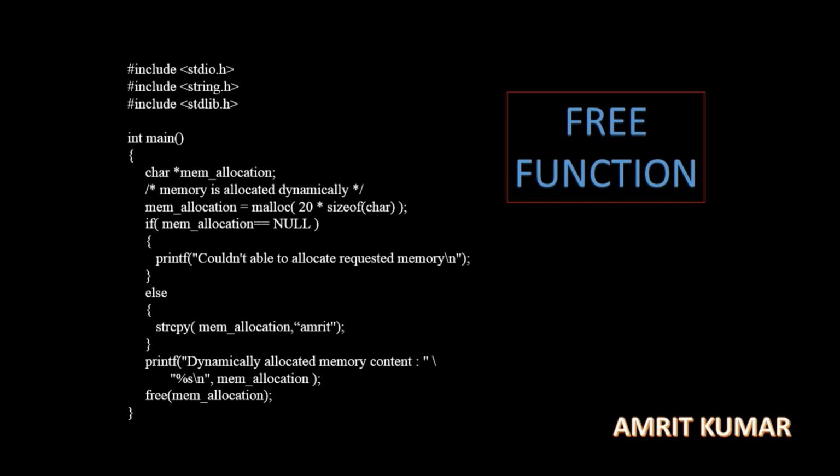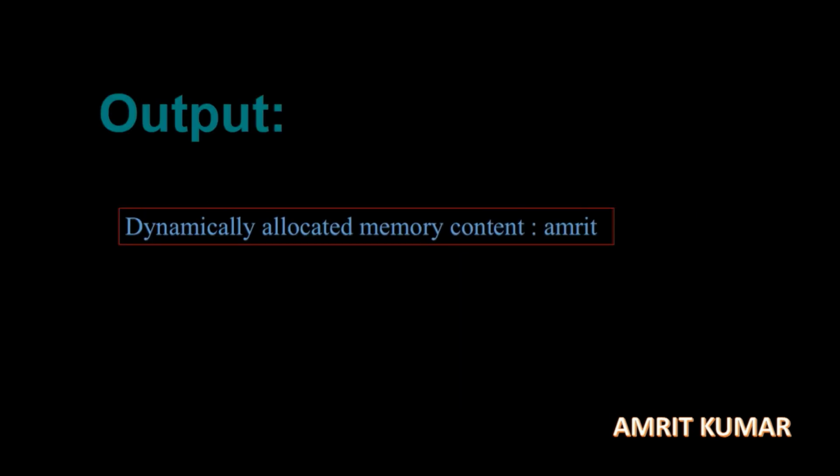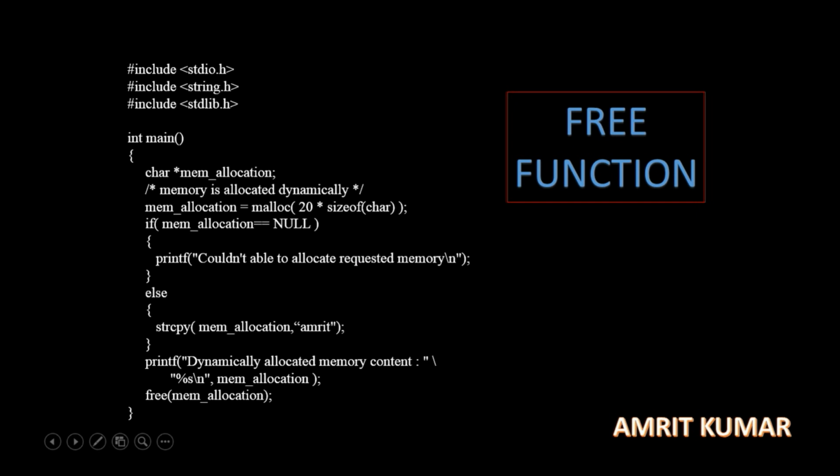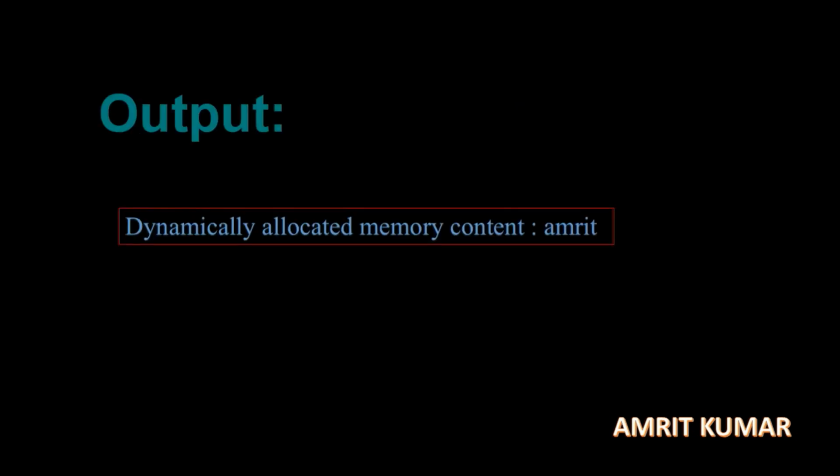So this was all about the free function, and you can see the output here: dynamically allocated memory content is going to give us Amrit. The working principle of the free function is to free up the allocated memory which was created during the execution of the program. So this was all about the free function.